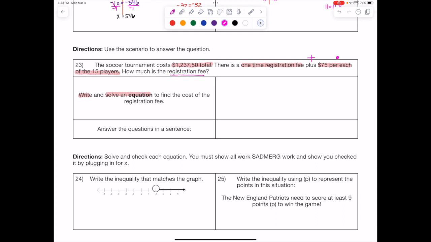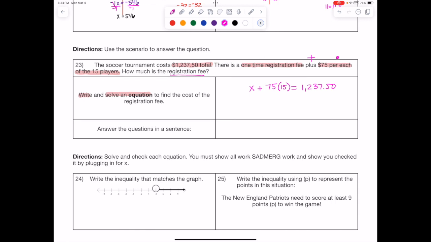So let's go ahead and set this up. I know with totals, $1,237.50. Totals pretty much always go on one side. Then let's figure out what the expression is on the left side. There's a one-time registration fee. Let's call that x because I don't know what it is, or you could call it F or whatever. Plus $75 per person, which is 15 players.